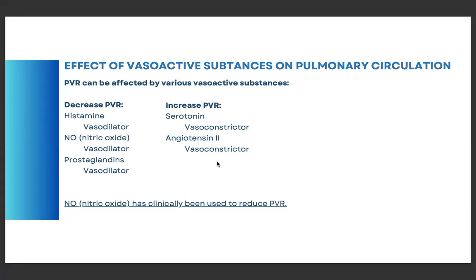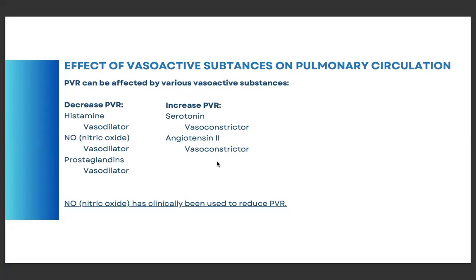Then on the right-hand side, you can see the substances that increase pulmonary vascular resistance, hence they decrease the blood flow. Starting off with serotonin, serotonin has vasoconstrictive properties, meaning it induces the constriction of blood vessels. So in the pulmonary circulation, serotonin can cause vasoconstriction, increasing pulmonary vascular resistance and reducing the blood flow. Lastly, we have angiotensin 2. Angiotensin 2 is a potent vasoconstrictor, and it plays a very big role in regulating blood pressure. So in the pulmonary circulation, angiotensin 2 can induce vasoconstriction, leading again to increased pulmonary vascular resistance.